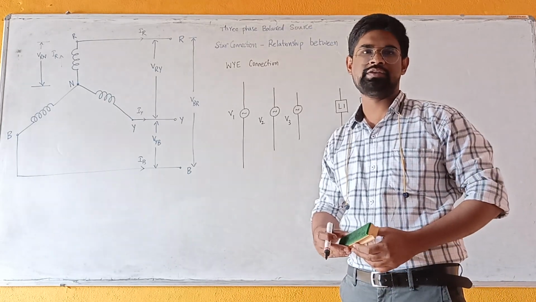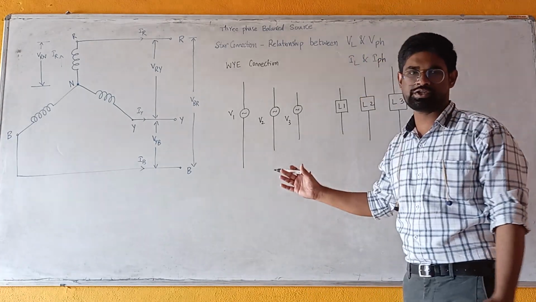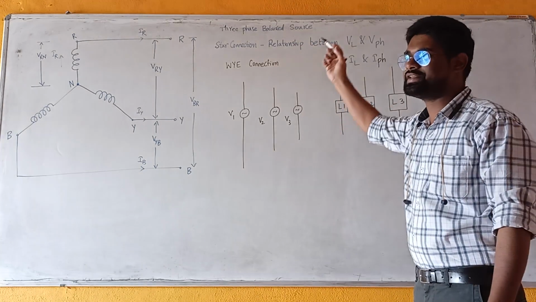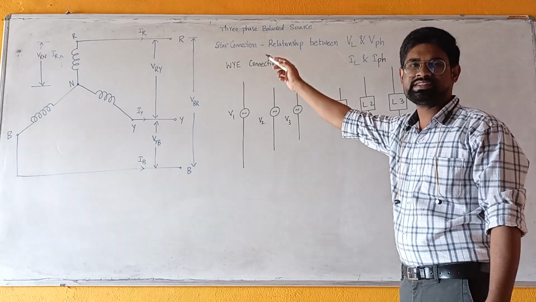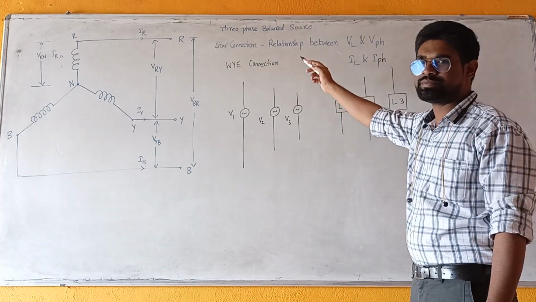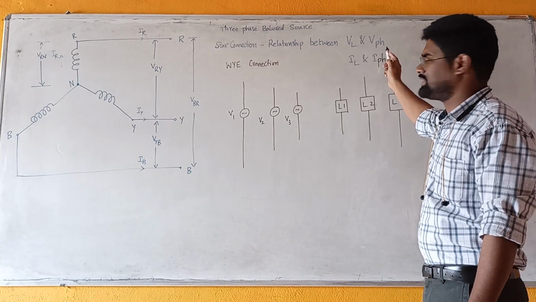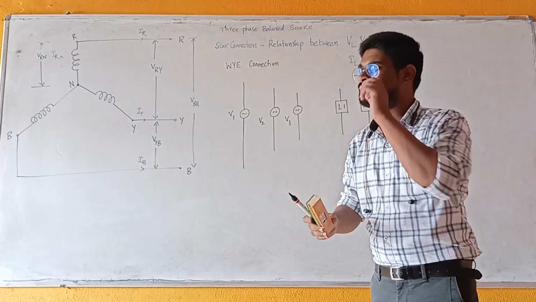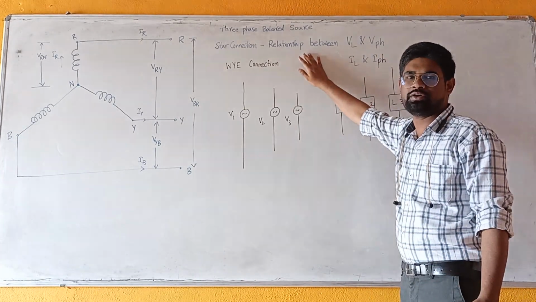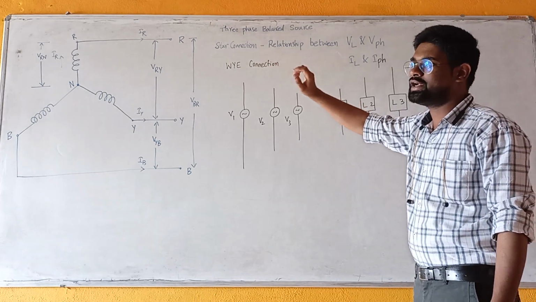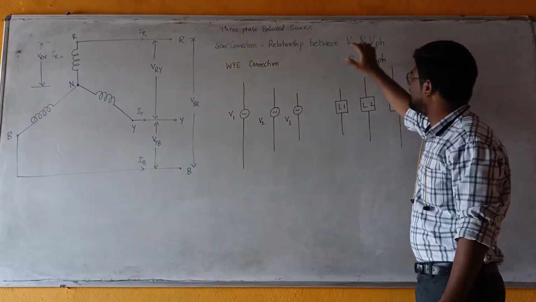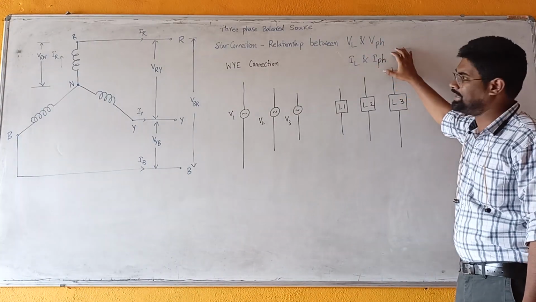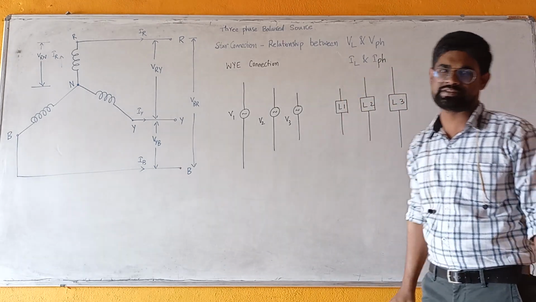So in the series of three-phase AC circuits, now this is the third session. In this session, we will discuss the three-phase balanced source, and in the same session, we will discuss what is star connection and what is the relationship between line voltage and phase voltage, line current and phase current in a three-phase star type of connection. This is a very important concept in this particular star type of system. It is very important to know the relationship between line voltage and phase voltage, line current and phase current in a three-phase star type of system.